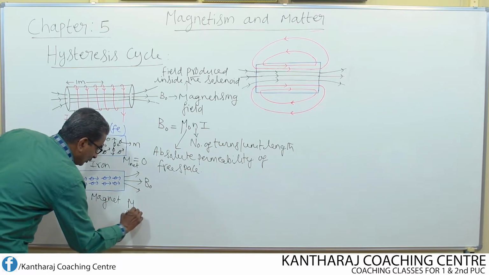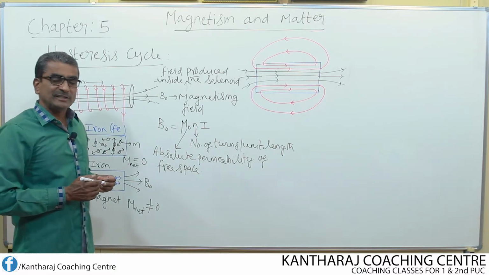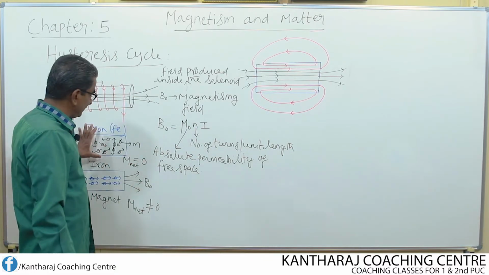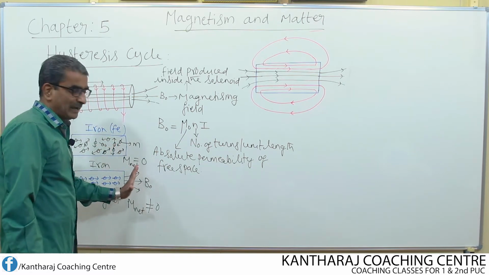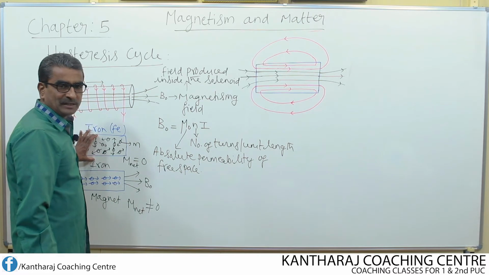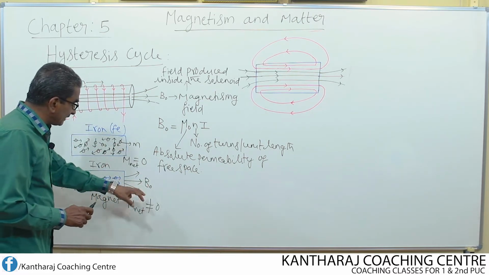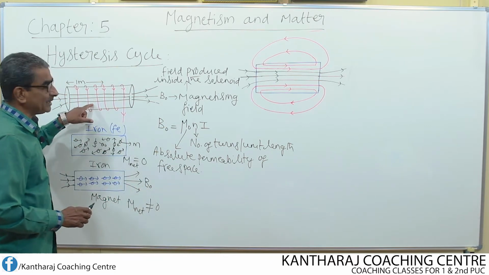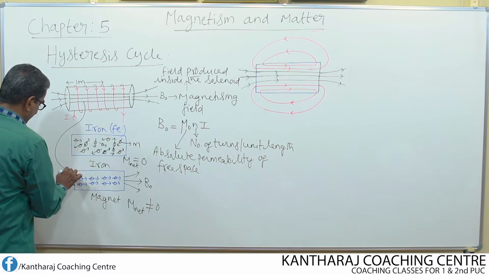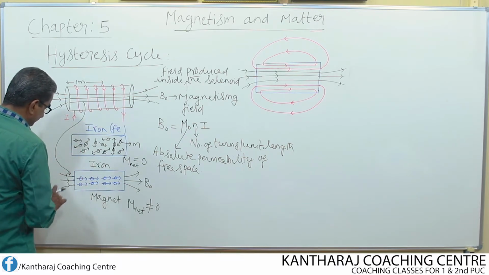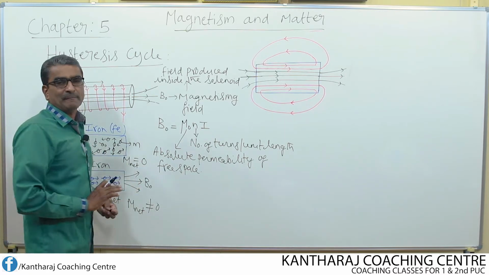So net dipole moment is not equal to 0 in this case. This means if you want to magnetize a magnetic material, then a magnetizing field must be applied to it, or that magnetic material itself should be kept in a magnetizing field, which is the field I am using here. I am using the field produced by the solenoid. This is nothing but the same magnetic field B naught. Thereby this specimen gets magnetized.